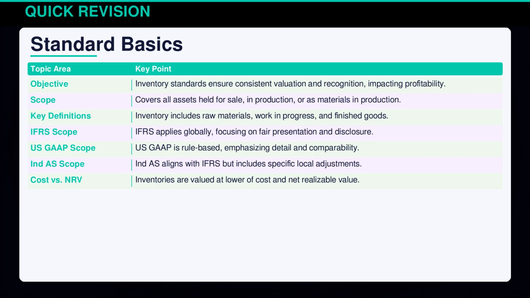Understanding the basics of inventory accounting means knowing how International Financial Reporting Standards, U.S. generally accepted accounting principles, and Indian Accounting Standard define and scope inventories. Each framework ensures transparency and comparability for raw materials, work in progress, and finished goods. The core principle across them is valuing inventories at the lower of cost and net realizable value, highlighting the importance of accurate reporting in financial statements globally.